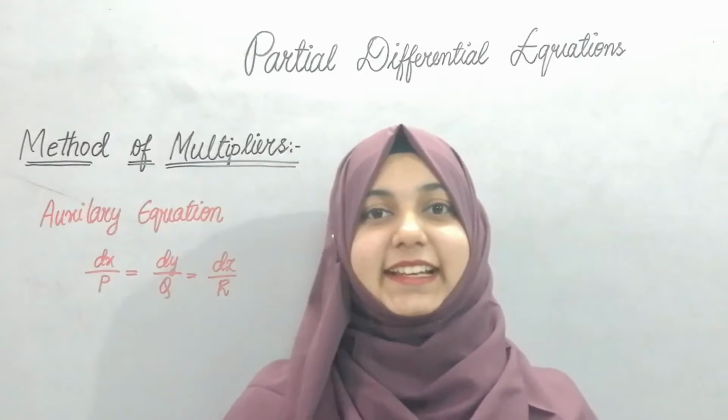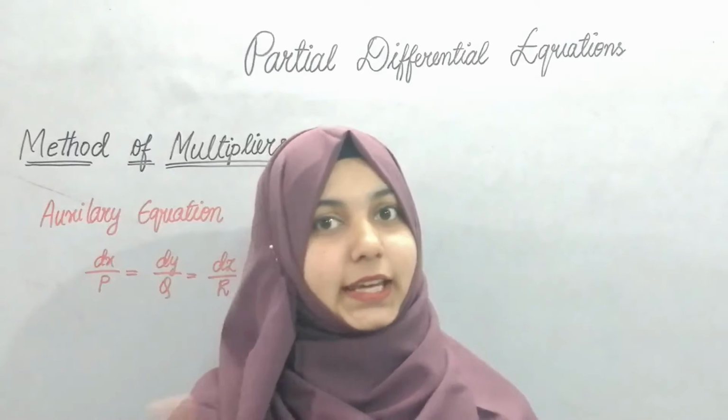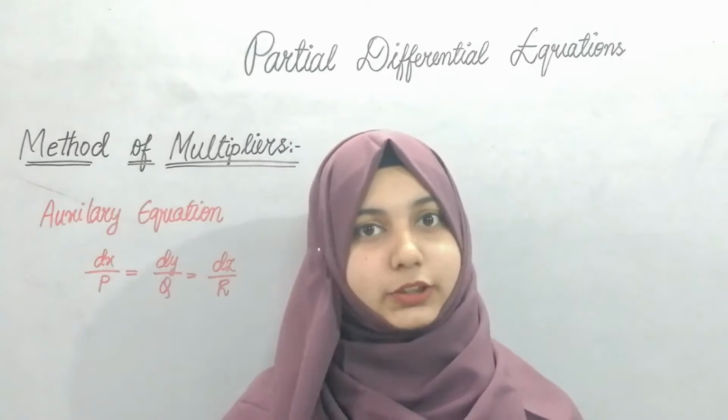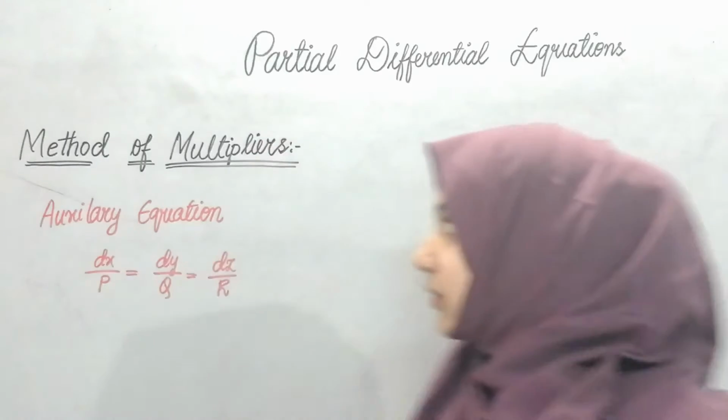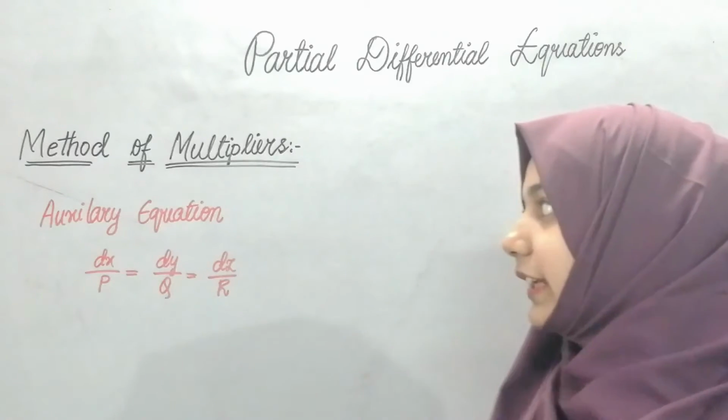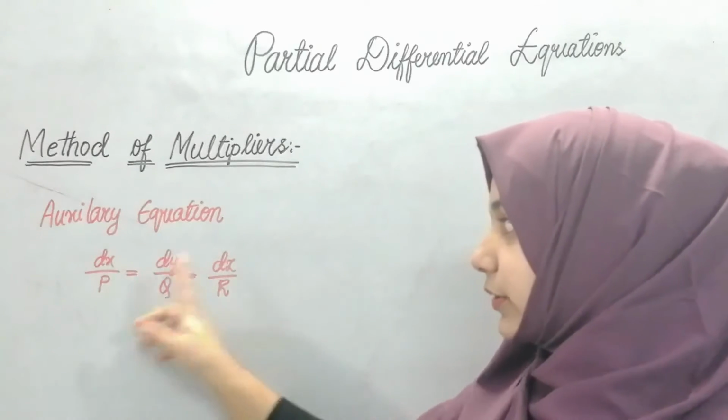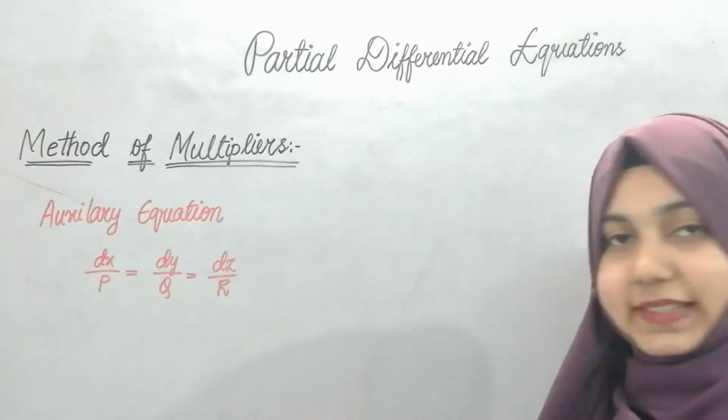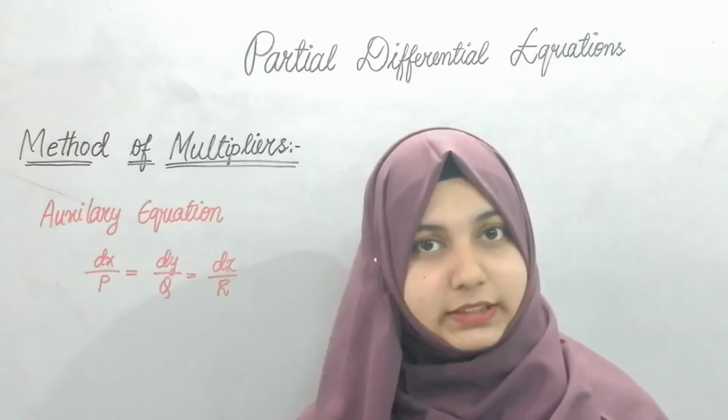Assalamualaikum everyone. In this video we'll see the second method of Lagrange's, that is the method of multipliers. Okay, so here what is the auxiliary equation? dx by p is equal to dy by q is equal to dz by r. This was my auxiliary equation.